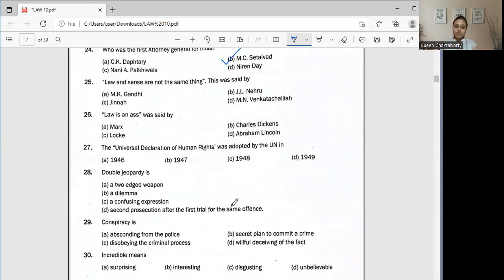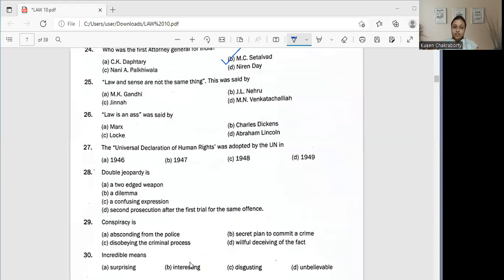Moving to the next question, question number 25. Law and sense are not the same thing. This was said by Mr. Option A, Mohandas Karamchand Gandhi. Option B, Jawaharlal Nehru. Option C, Jinnah. Or option D, M.N. Venkatachalia. So this famous line was none other than option B, J.L. Nehru or Jawaharlal Nehru. He correctly told that law and sense are not the same thing. You cannot confuse law with sense. So the correct answer is option B, Jawaharlal Nehru.